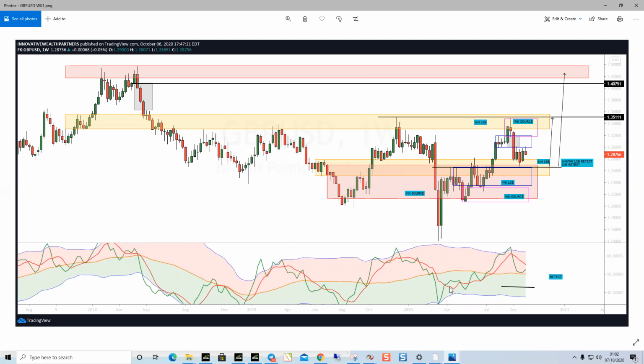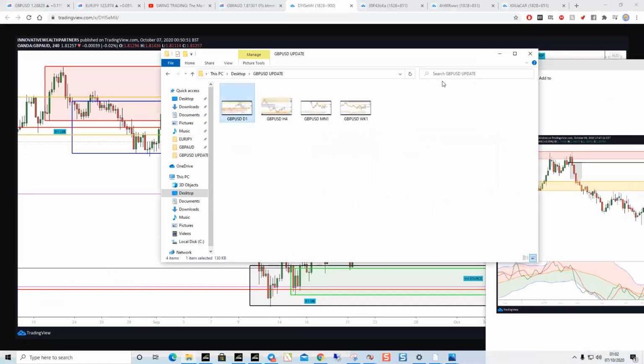We do not have any TDI divergence here, so nothing signifying that we could see a bearish or bullish move, but we do have this liquidity above, so at some point price is expected to come back up to take out the liquidity. I think that's about everything on the weekly. We have the LSB there, the source, and not too much on that. So we'll go to the daily.